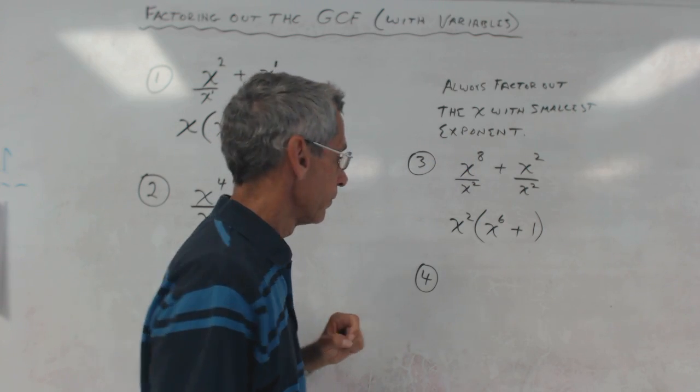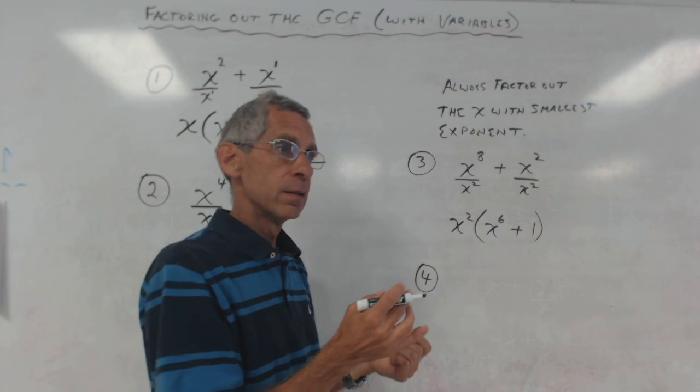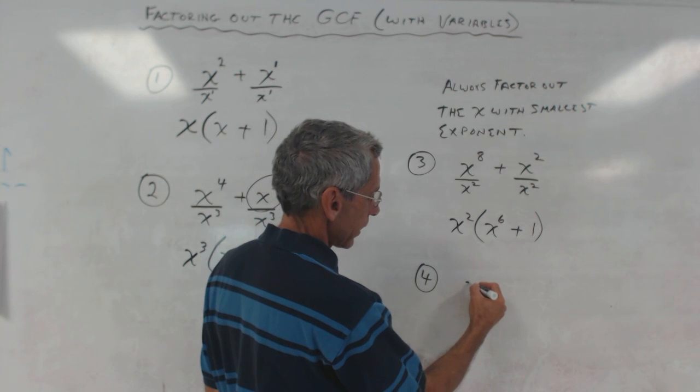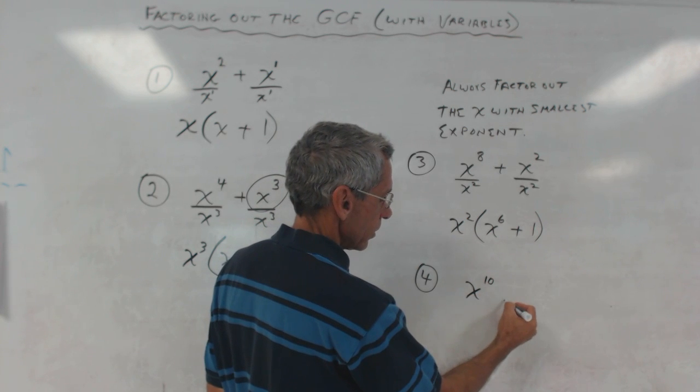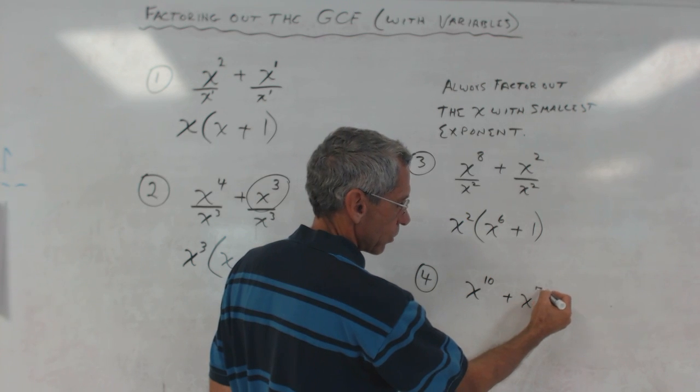Yeah, that's right. All right, one more like this, and then we're going to combine it with numbers. All right, how about this? x to the 10th plus x to the, I don't know, 7th.